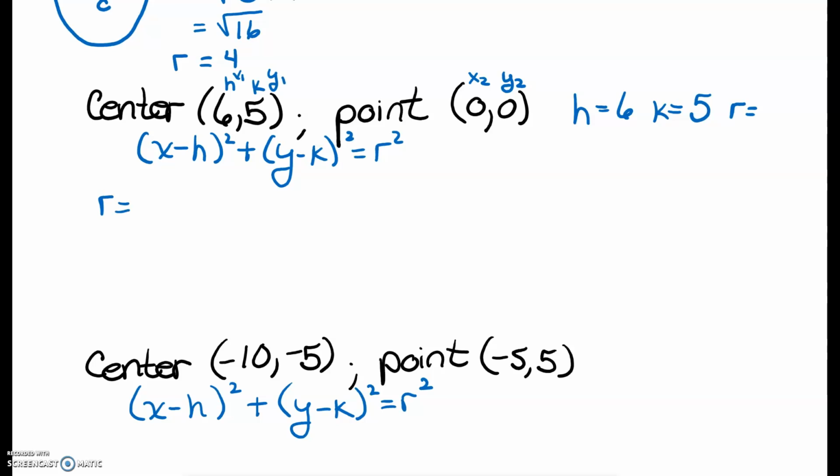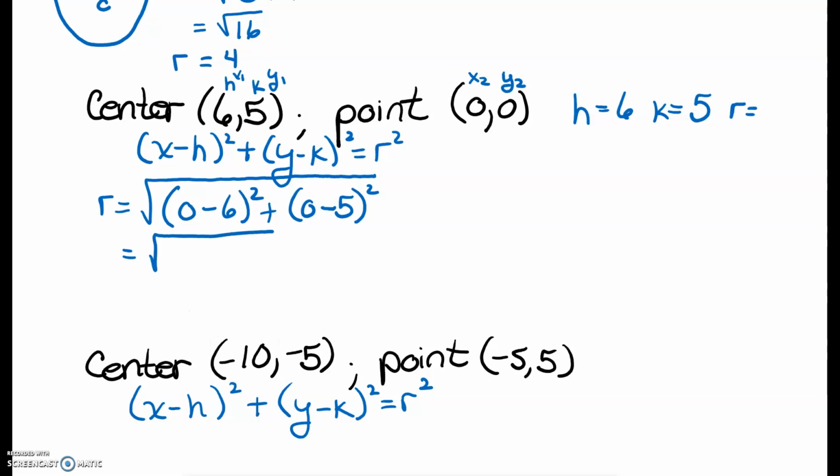So when I find my radius, I'll use my distance formula. 0 minus 6 squared plus 0 minus 5 squared. So 0 minus 6 is negative 6. Negative 6 squared is 36. 0 minus 5 is negative 5. Negative 5 squared is 25. So I get the square root of 61. And I don't think the square root of 61 reduces. So my r value is the square root of 61.